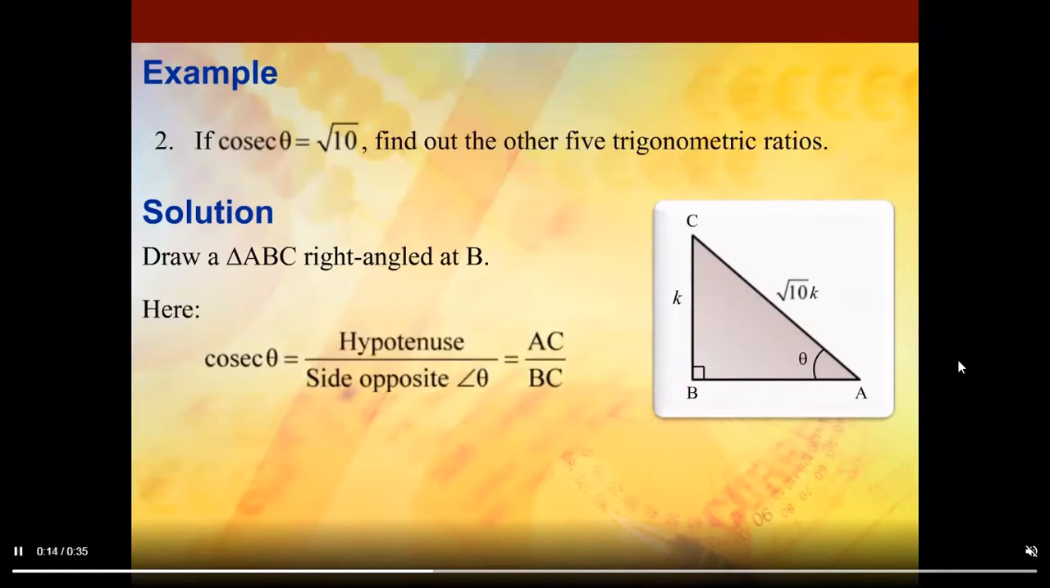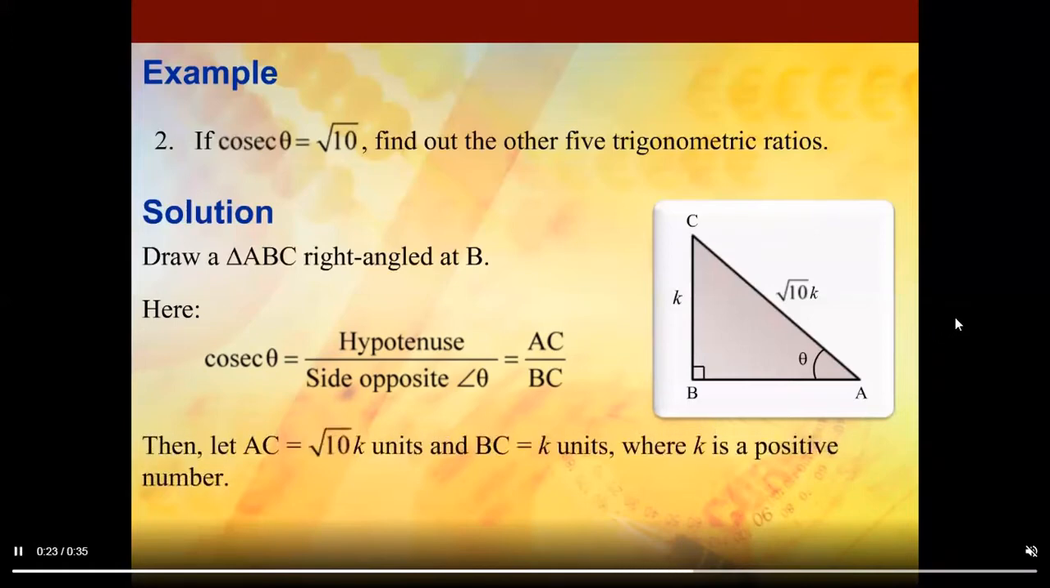So note down, children: cosecant theta is equal to hypotenuse divided by the side opposite to angle theta, which is nothing but AC by BC. So what is the ratio given? Cosecant theta is equal to root 10. So we can write AC is to BC is equal to root 10 is to 1. Then let AC be equal to root 10 k units and BC equal to k units, where k is a positive number.